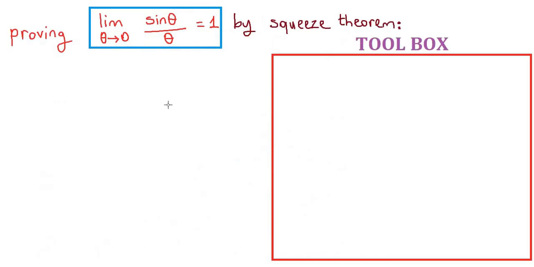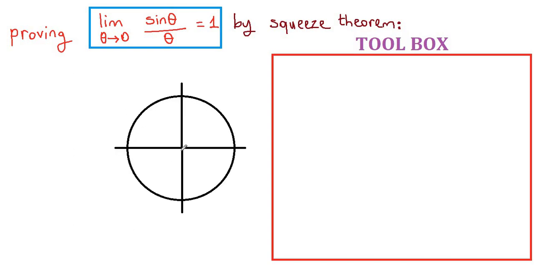Let's start by constructing a unit circle with center O, and let's make a tangent line to this circle. Let's make a tangency point here and a tangent line here. We know that a tangent line touches the circle only at one point. And a tangent line by definition is perpendicular to the radius.